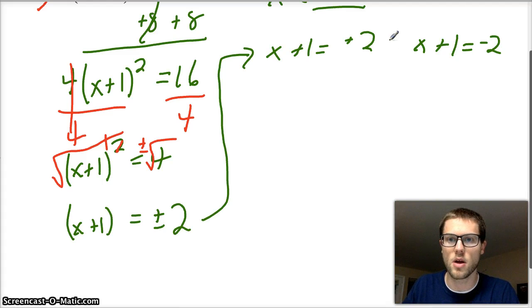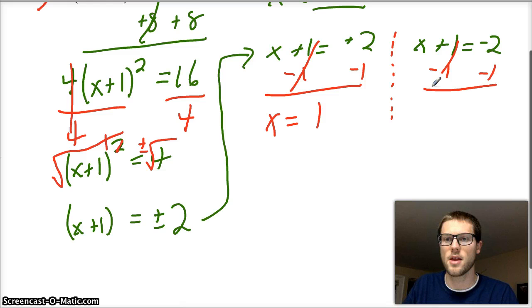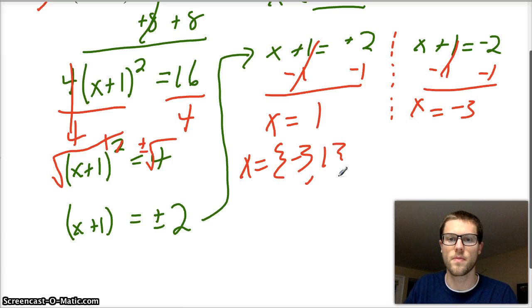So let's solve the one on the left first. I'm going to subtract 1. I get x equals 1. Done. Over on the right, I have minus 1. Now I get x equals negative 3. So my final solution set is x equals negative 3 and 1.